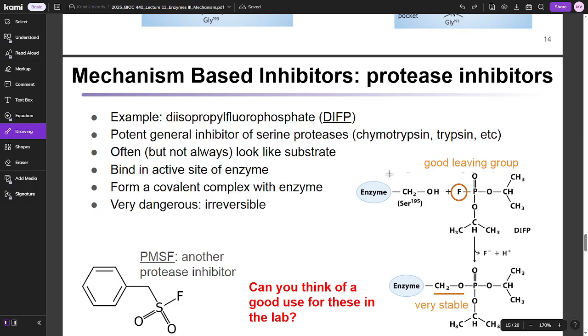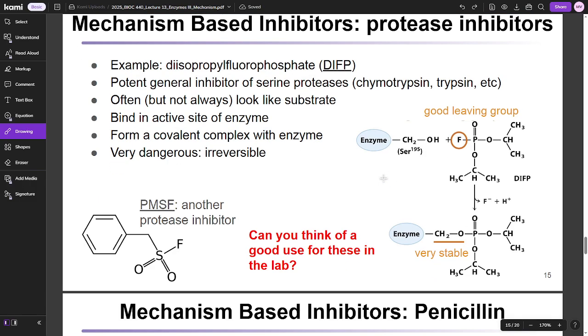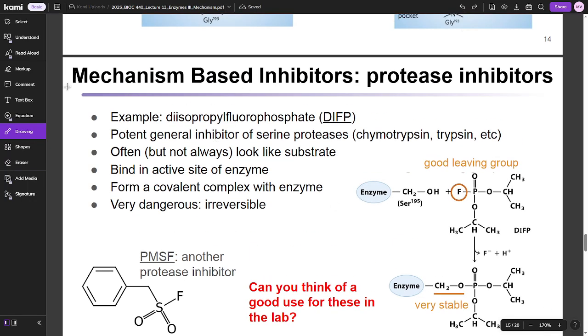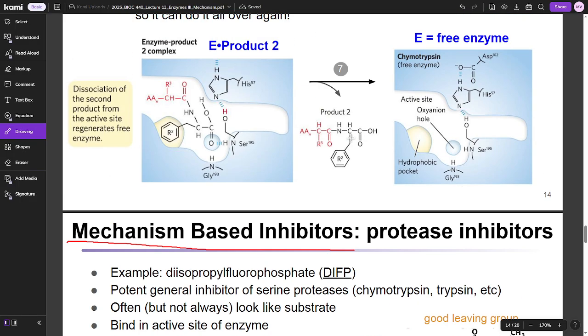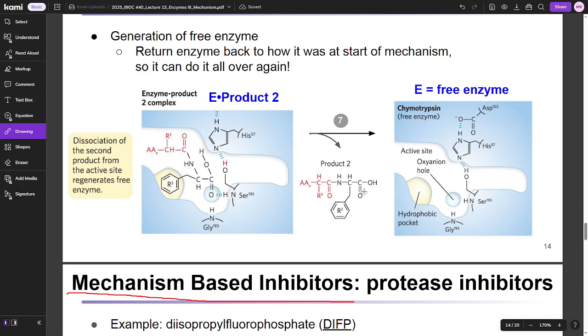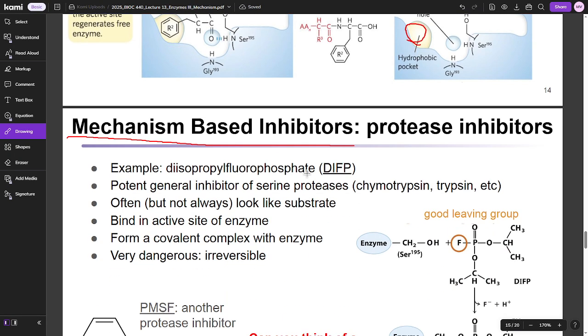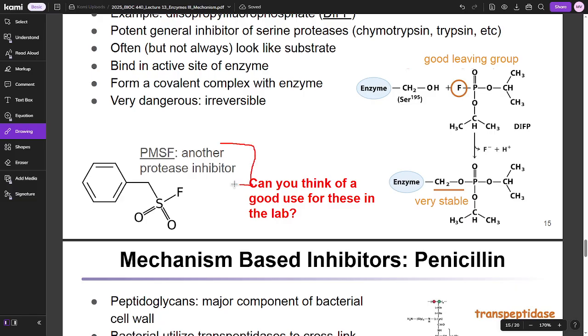So if we go here, you've got mechanism-based inhibitors, and you have to think about what these inhibitors do. In order for this mechanism to take place, we need the substrate to bind in this hydrophobic pocket. But what if we bind something else there so strongly that it actually doesn't want to leave? That would stop the catalytic activity of the enzyme. And lo and behold, here's an example of that.